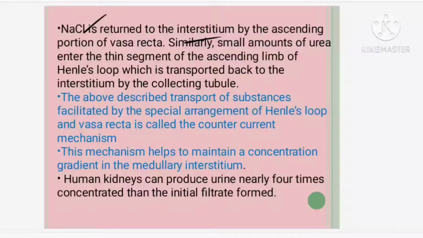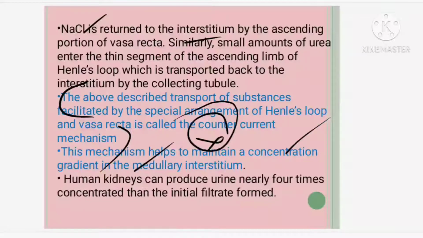The above described transport of substances, facilitated by the special arrangement of Henle's loop and Vasa recta, is called the countercurrent mechanism. This is a very important 2-mark question. This mechanism helps in maintaining the concentration gradient in the medullary interstitium. The human kidney produces urine nearly 4 times as concentrated.